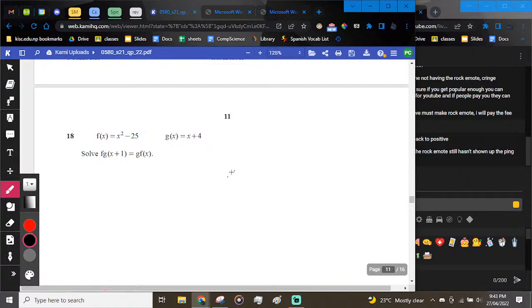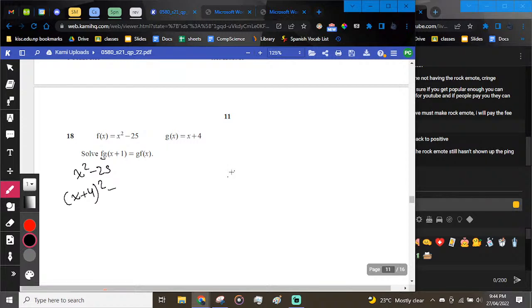F of x. Oh dear. That's nasty. That is not nice. At first we gotta figure out what f of g looks like. The idea is you put g into x. So that would look like you got x squared minus 25. Instead of x, you substitute in x plus 4.